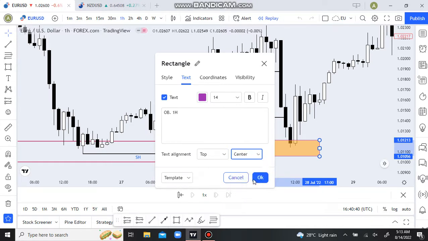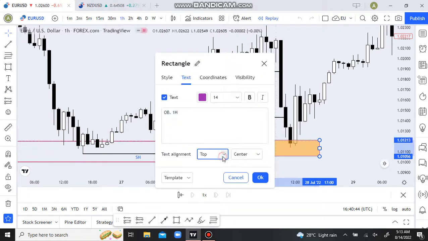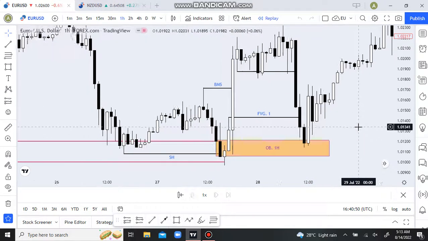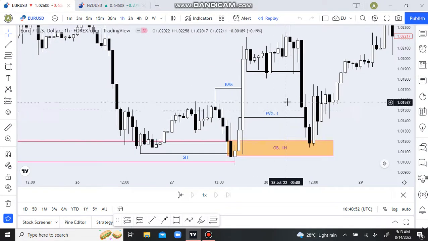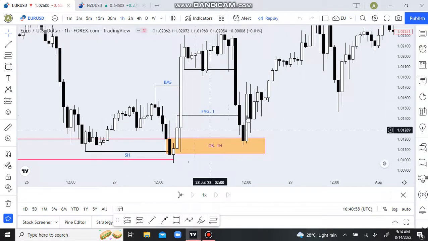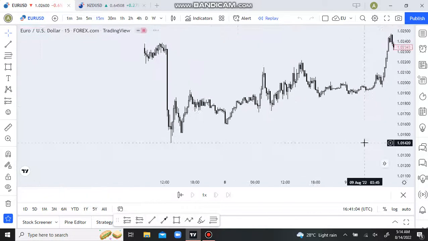Top center. Okay, good. So as price reaches for this fair value gap and this order block, I will be looking into price on the 15 minutes, and that's where we take our entries, right? On the 15 minutes. So let's go back.